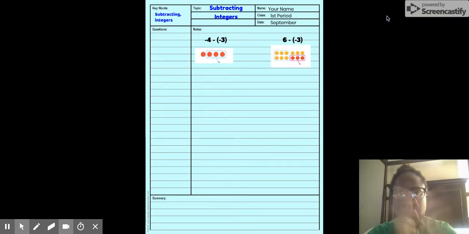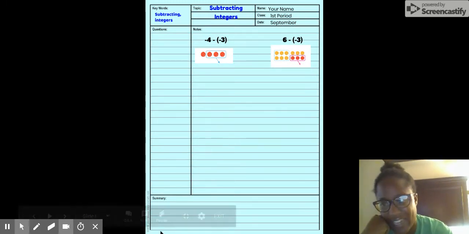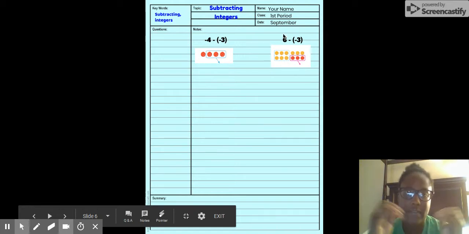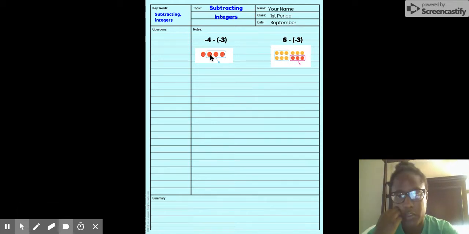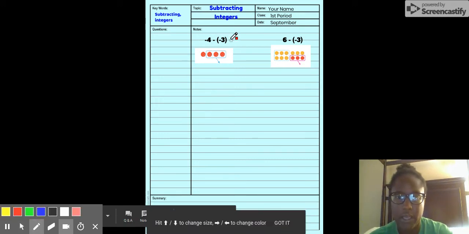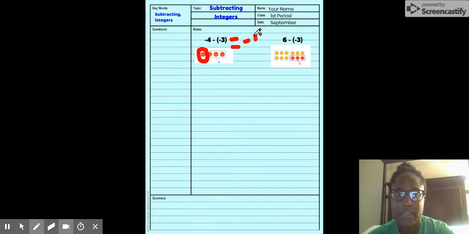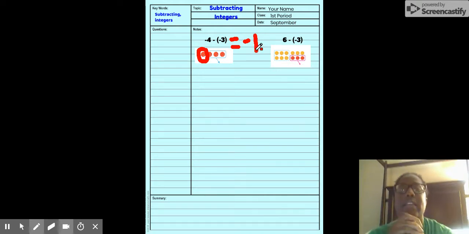Alrighty, so the first thing is modeling integers. This one was really weird for me, so I'm hoping that I do this the correct way. If you look at it, we have -4 minus -3. On both of these problems, the red indicate negative, the yellow indicate positive. So we start with -3 and we want to take away -3. If we take away -3, we are left with this one right here, which is 1, and it's red, so it would be a -1. Now that one's really easy, but when we get to this next one, it's like, ay.